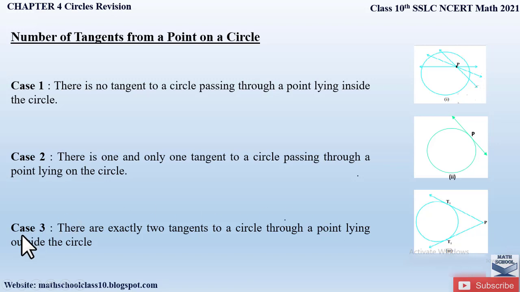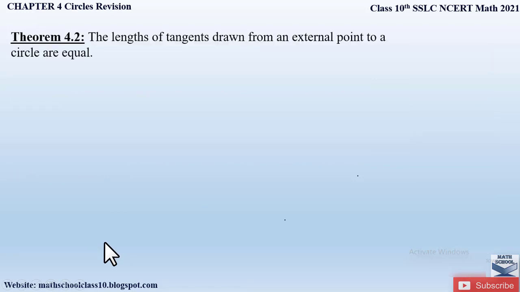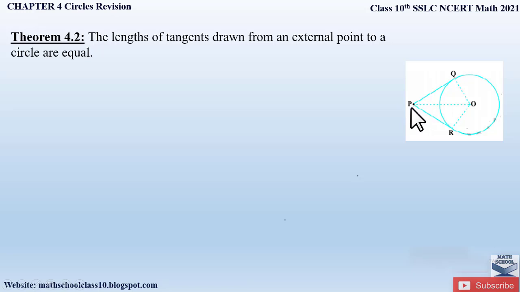So depending upon this case 3, we have a theorem number 2. That is theorem 4.2, which says the length of tangents drawn from an external point to a circle are equal. So this is a circle with center O, and we have a point P which is lying outside the circle. So from this point P we can draw two tangents, right? That is, the tangent one is PQ and the second tangent is PR. So the length of tangents from an external point P are always equal. That is, the length PQ is equal to the length of the tangent PR. This is what our theorem number 4.2 says.